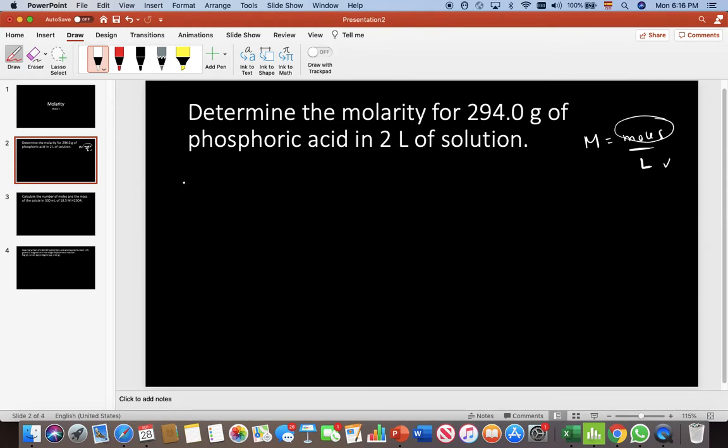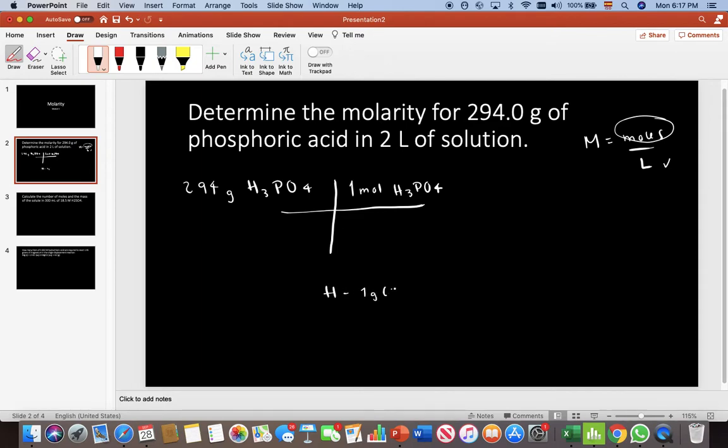To do this, we would start with our 294 grams of phosphoric acid. Recall phosphoric acid would be H3PO4. Perfect. Okay, so let's find our moles. We know that 1 mole of phosphoric acid is equal to how many grams? So grab your calculators and your periodic table. Hydrogen is equal to 1 gram. We have 3 of those. That's equal to 3 grams.